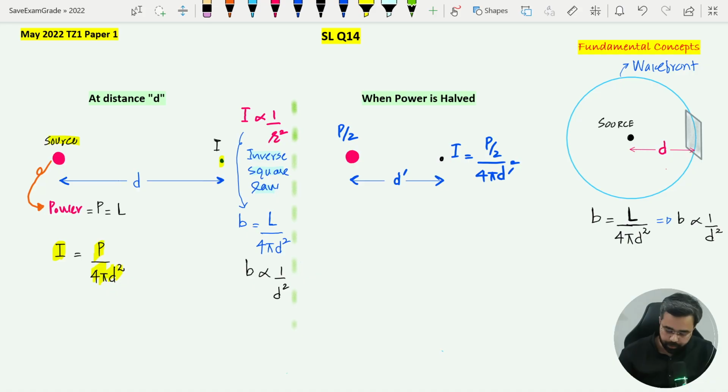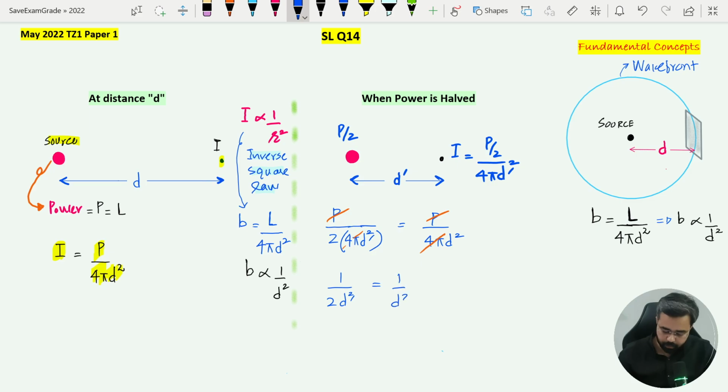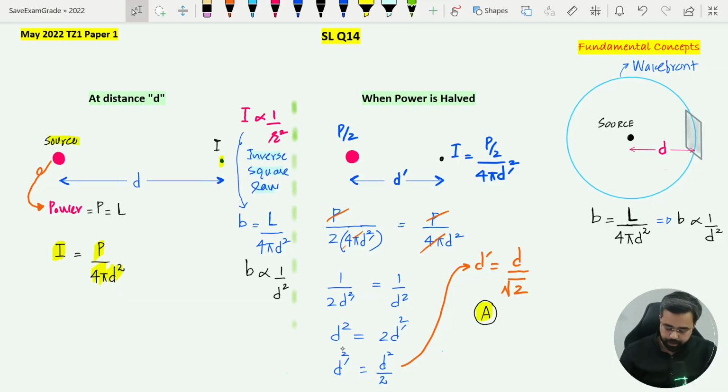Now we can equate these two equations because the intensity is the same. So the power P and 4 pi cancel out, and we get 1 over 2 d prime square is equal to 1 over d square, so d prime square, that is the new distance squared, is equal to d square over 2. From here we can easily get the distance at which the intensity would be the same, by taking the square root on both sides. So you will get this answer. So the right answer is option A.